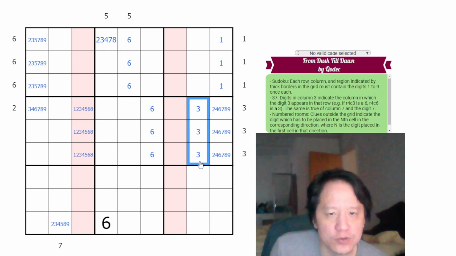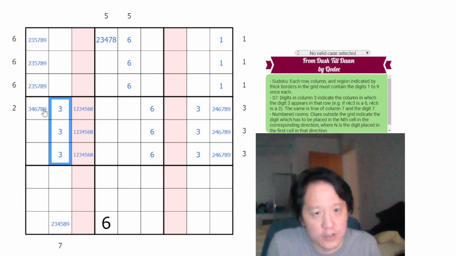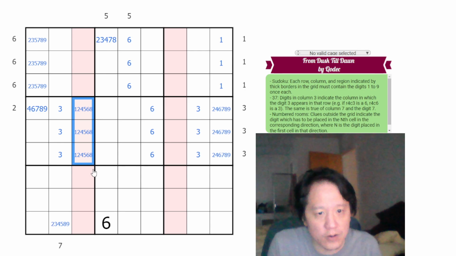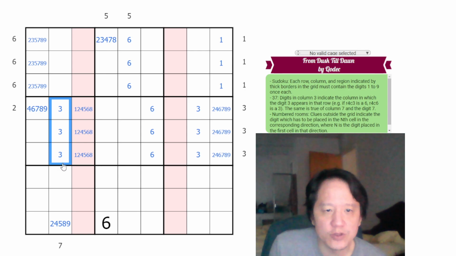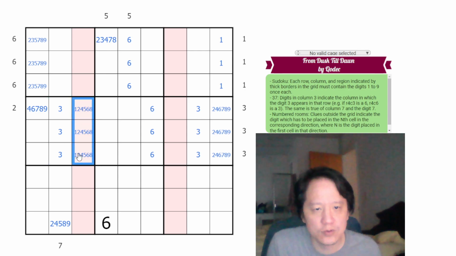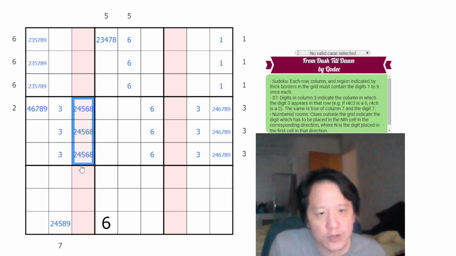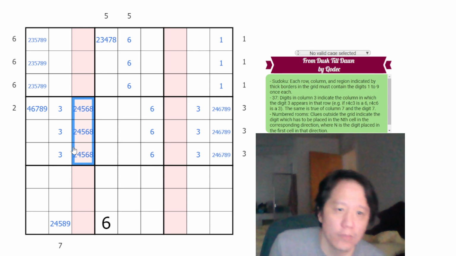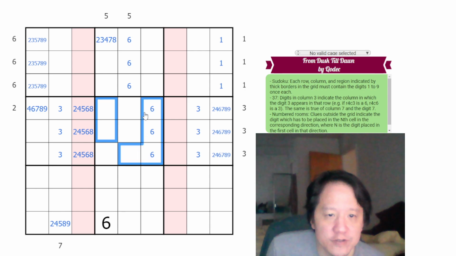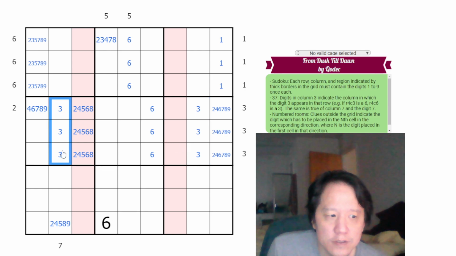So this is 2. Since this is 2, first of all, that means the 3 has to be here. So it cannot be here, and it cannot be here, and it cannot be here. Right? So this has to be 3, which means this has to be 2. So it cannot be 1. It could be 2. It could be 4, 5, or 6, and it has to be 8.